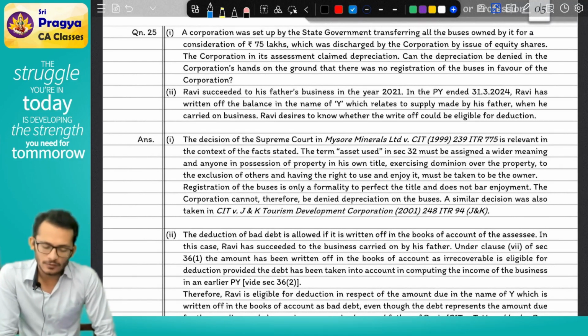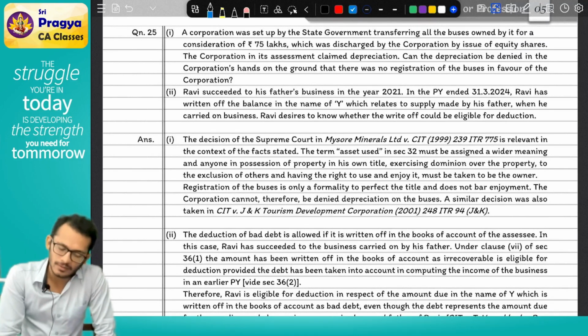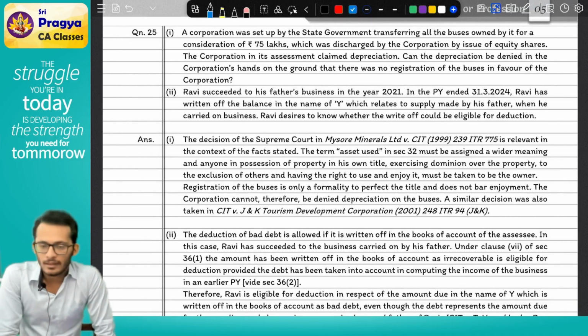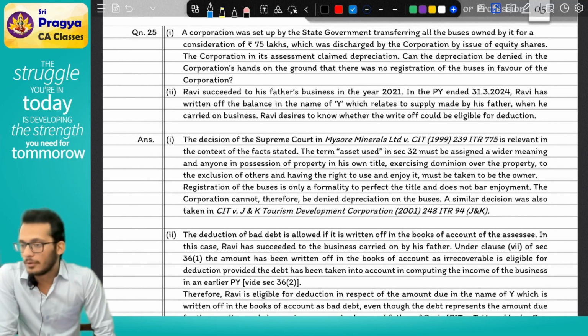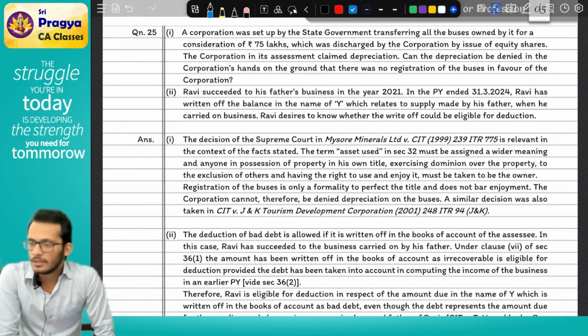A similar decision was also taken in CIT versus J&K Tourism Development Corporation. Yes or no? Yes. So title is not important. Your ownership is important. Clear? Can we go forward? Next.